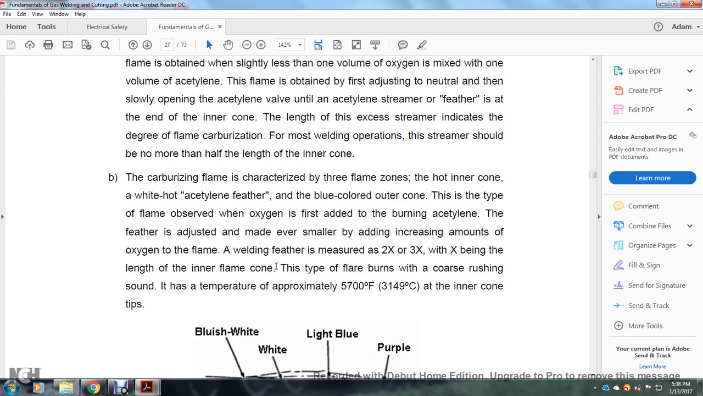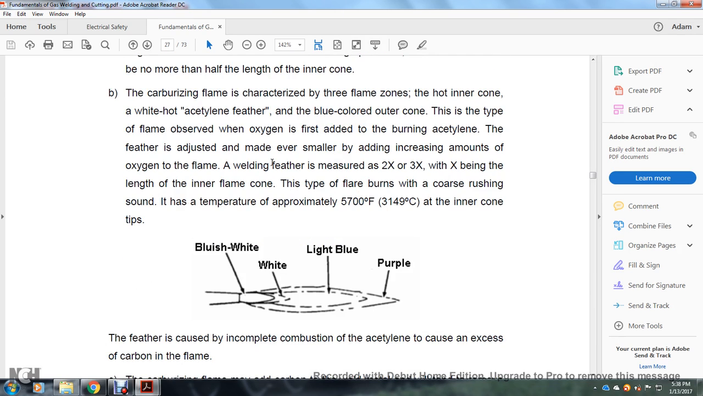The carbonizing flame is characterized by three flame zones: the hot inner white cone, the hot acetylene feather, and the blue colored outer cone. This type of flame is obtained when oxygen is first added to the burning acetylene, then the feather is adjusted by making very small increases in the amount of oxygen. A welding feather is measured as 2X, 3X, or X, being the length of the inner flame zone.